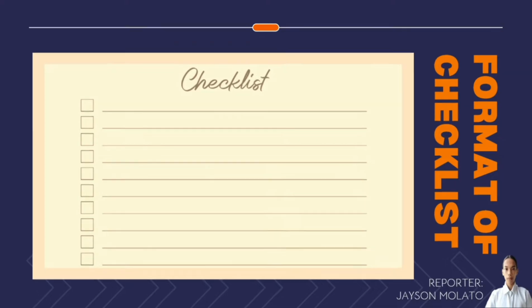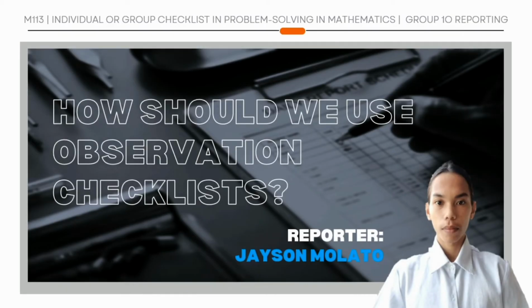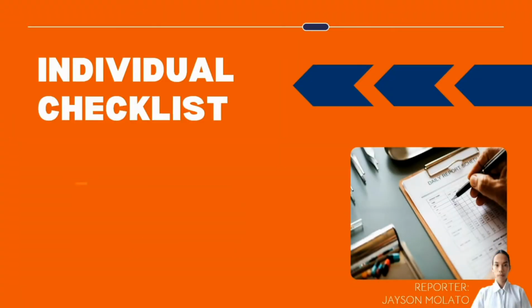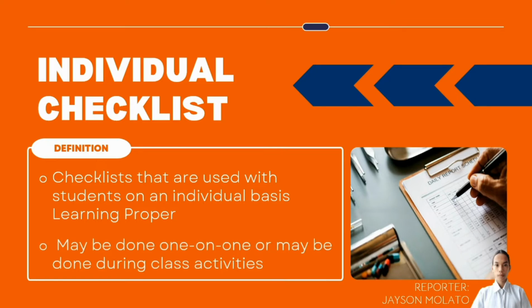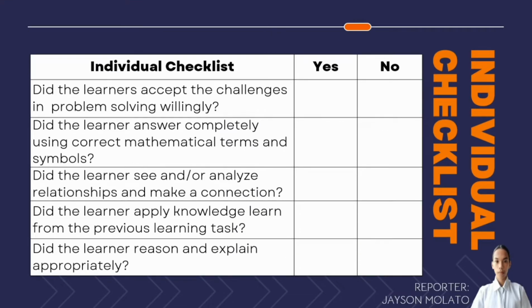So how should we use observation checklist? But before that, observation checklist is classified into two. These are the individual checklist and the group checklist. But first, let's define what is individual checklist. An individual checklist is used with students on an individual basis. It may be done one-on-one or may be done during class activities. So this is another example of a checklist.